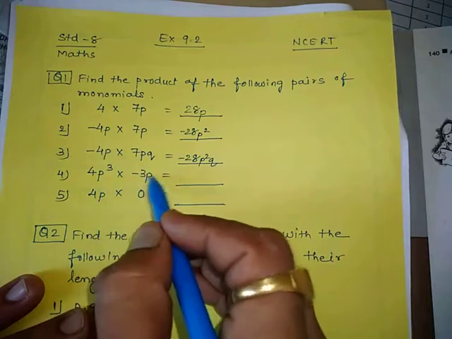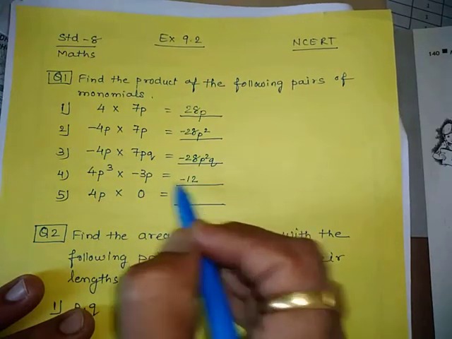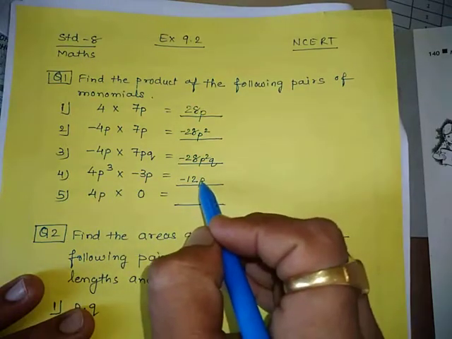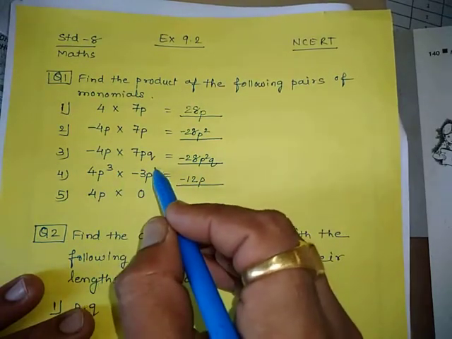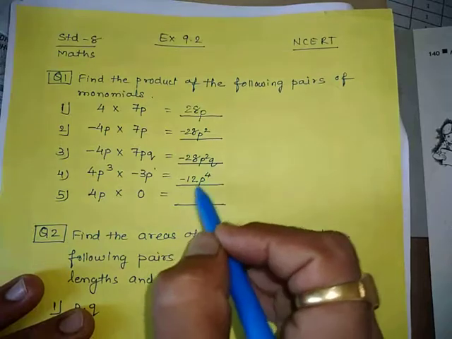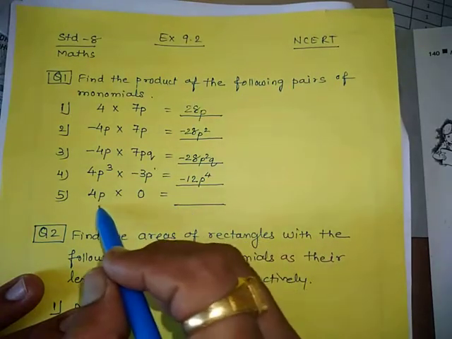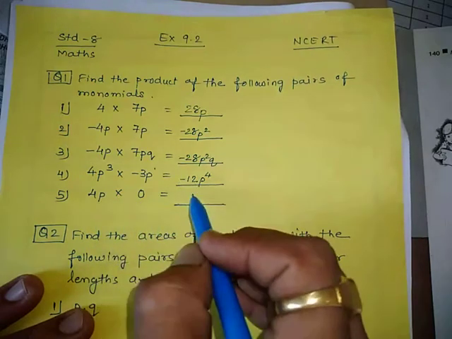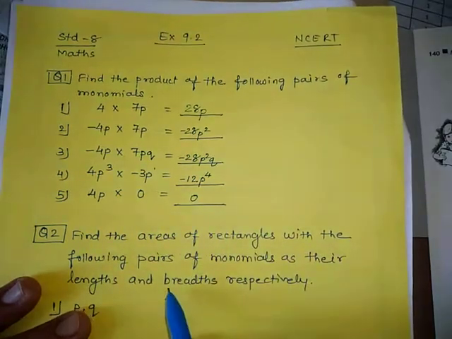Now 4 threes are 12, but it is negative, one of the terms is negative, so minus 12 p raised to 3 plus 1, so p raised to 4. Same way, any number multiplied by 0, we get 0 as the product.